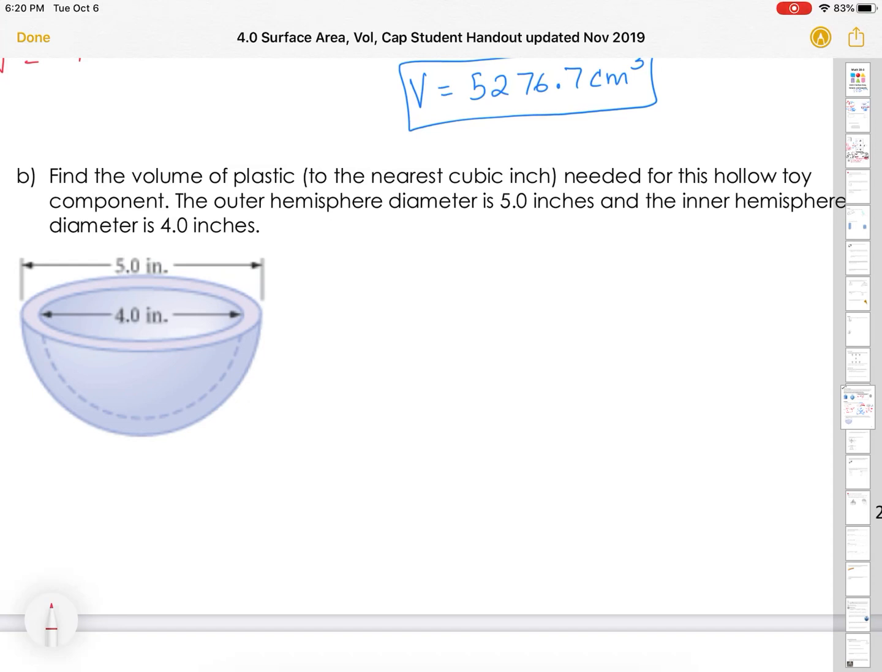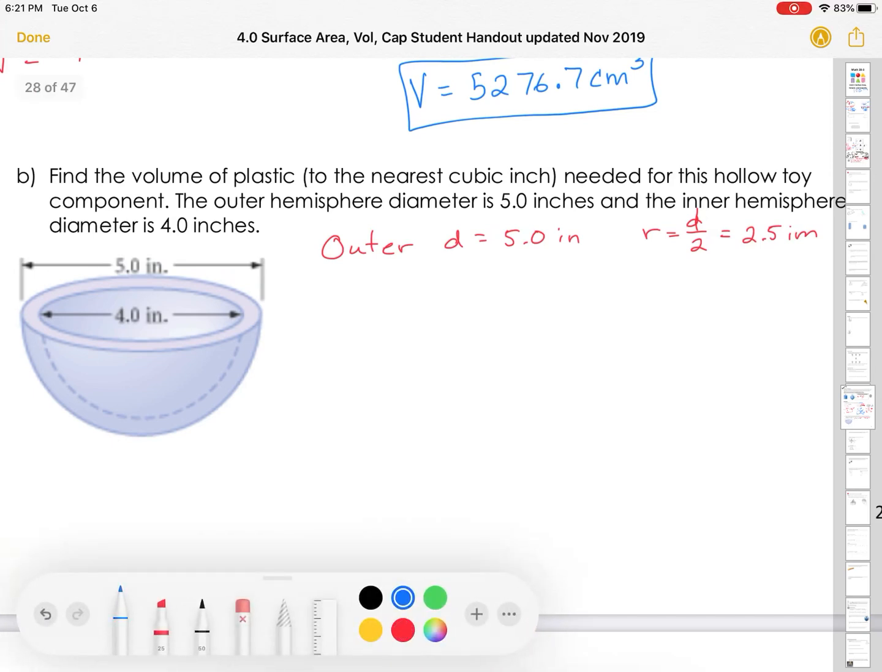Okay? So we know our diameters. Our diameter for the outer is 5.0 inches. That means our radius is diameter divided by 2, so it would be 2.5 inches. I just took that 5 and divided it by 2.